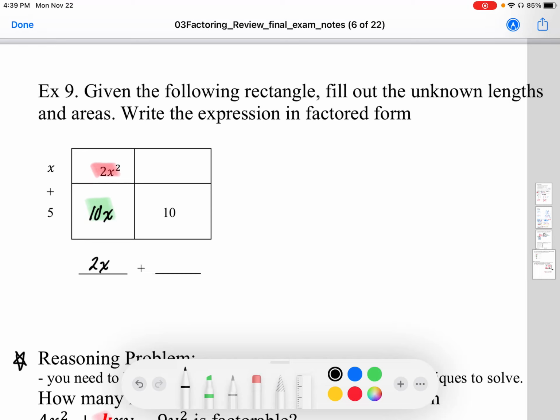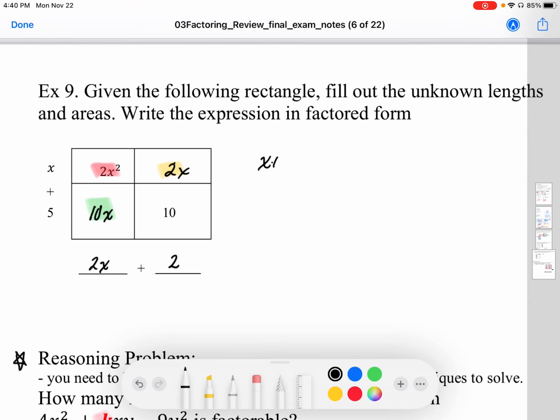Again, we can figure out the length based on the area of 10. We have an area of 10, a length of 5. We know the width here must be 2, otherwise we can't get that area. And then we can take a look at this area up here. This area up here we can work out by length x times width of 2, so we know that area must be 2x.